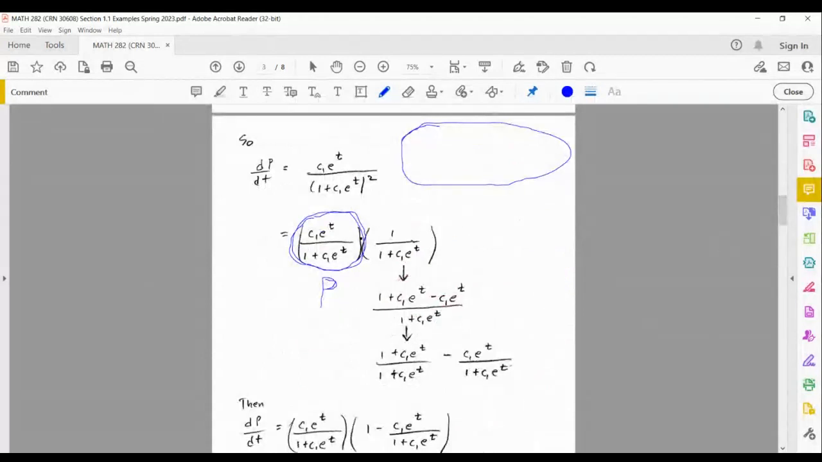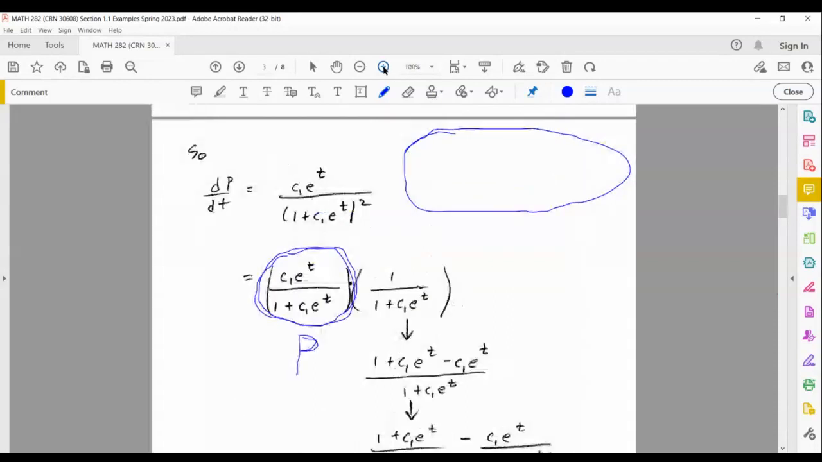Okay, so what we can do here is pull that up a little bit more. This part here, I have to show that equals 1 minus p. So that dp/dt is p times 1 minus p.